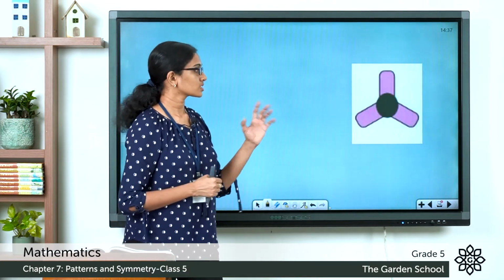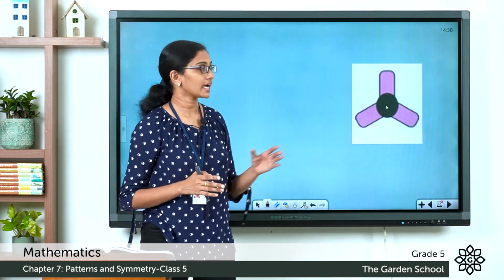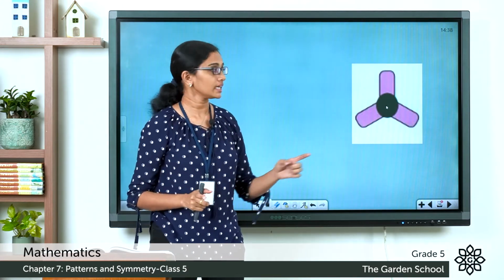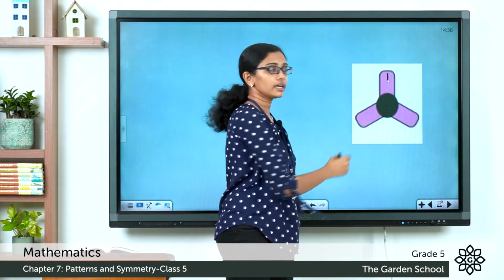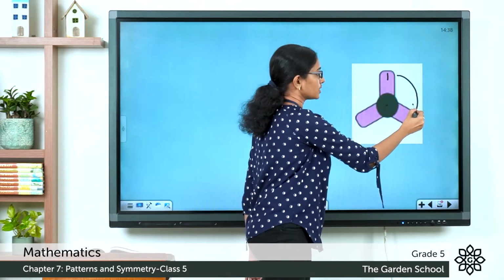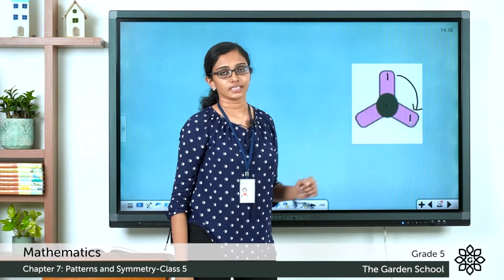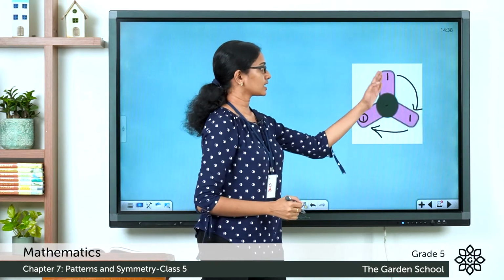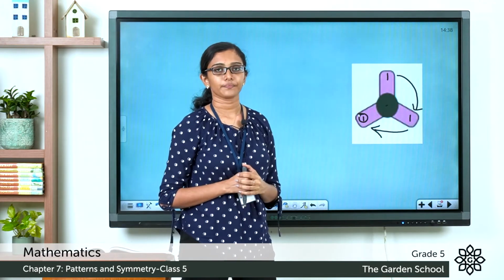Now, see the picture of a fan here. It has got 3 leaves. Can you tell me how many times this image will look exactly the same when you turn it about a fixed point? See, what if this is leaf 1 and I'm turning it about this fixed center point, and now this leaf comes here, and now leaf number 1 is here. Does it look the same? Yes, it will look the same. And keep turning it, and now leaf number 1 is here and the other 2 leaves are here. Then also the fan will look the same.